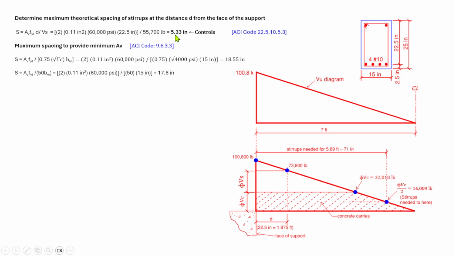So if you notice, this spacing is controlling. The next one is to determine if we use the spacing of stirrups at 9 inches on centers. We need to locate where this location is in the chart, in the diagram. So if we use this spacing, we need to locate the value of VU, so that we can calculate the location from the face of the support by using the ratio and proportion.